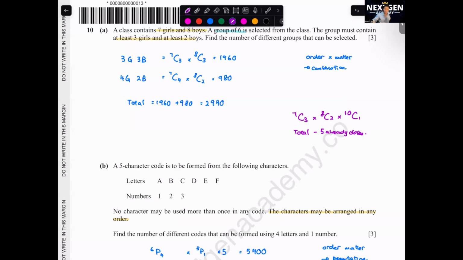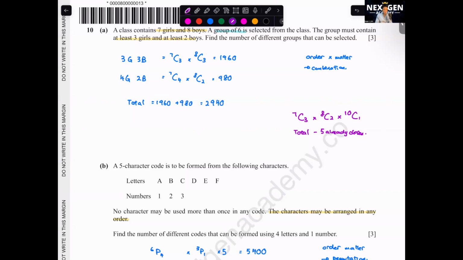Why 3 girls and 2 boys only? Okay, what you're considering is that it's not at least, you're finding just 3 girls and 2 boys. Your total minus that one, normally you only can use if there's only one criteria for at least. Like if they say the group must contain at least 3 girls, then you take total minus the opposite statement of at least 3 girls, which is 0 girl, 1 girl, and 2 girls. You're trying to do the opposite statement working, right? This one cannot do.